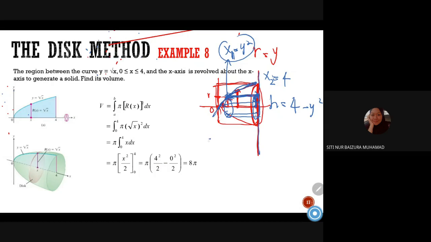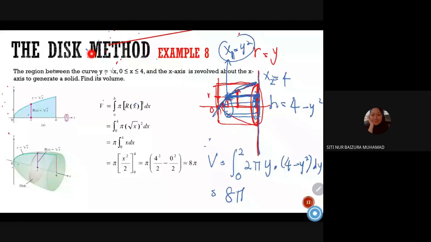So that's why here volume adalah integration from 0 to 2 pi, R adalah Y, and H adalah 4 tolak Y square dy. Okay, so you solve this integration, you sepatutnya dapat 8 pi juga. Hopefully you all faham lah. Saya explain lagi sekali, saya tak puas hati sebab tadi saya tersilap. Okay, so dia macam tu.